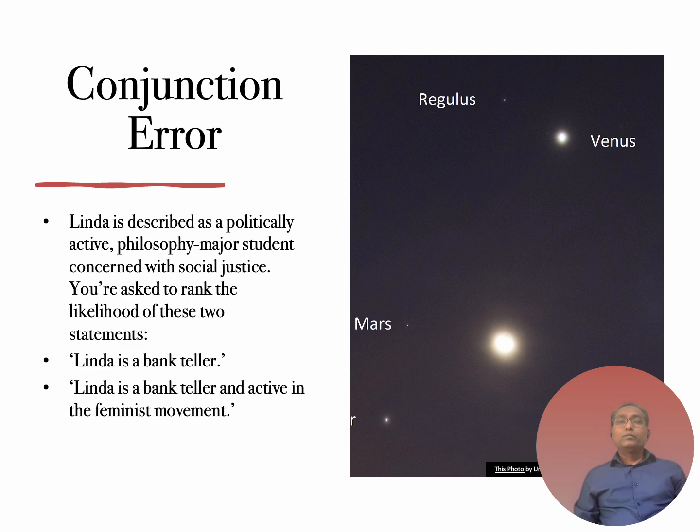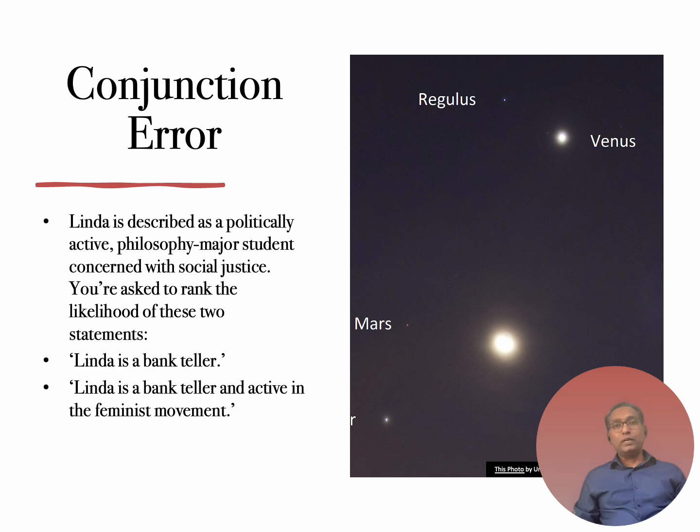Number one, Linda is a bank teller. What is the likelihood of this? Number two, Linda is a bank teller and active in the feminist movement. What is the likelihood of this? Take a pause, answer this. Okay, many people rate the second option as more probable because it fits the story better.